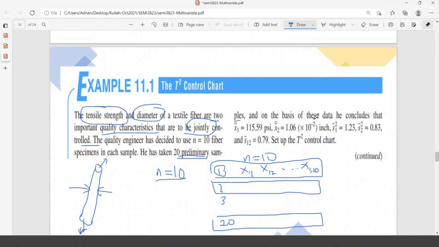On the basis of this data, he concludes that x double bar is the grand average. So he takes the overall average for the tensile and also for the diameter. So x1 is the tensile, and x2 is the diameter.